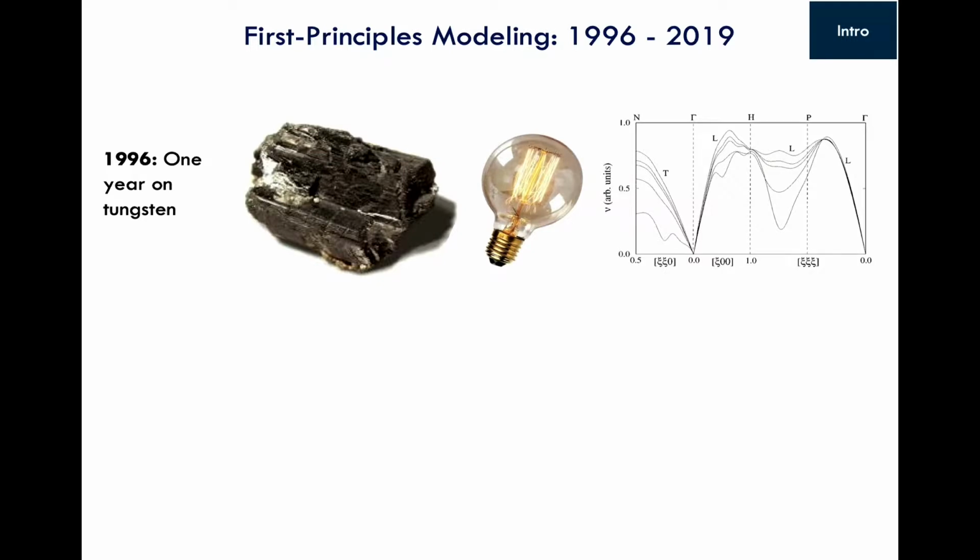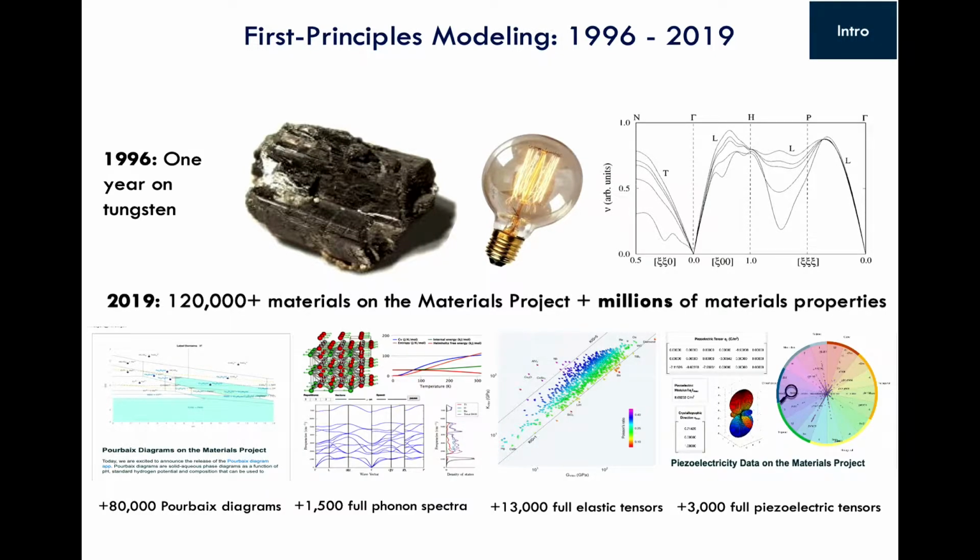So a lot of work on codes and infrastructure has led, and the fact that we now have high throughput computing, we have large computers that we can leverage, has led us to the point where we now, 20 years later, have hundreds of thousands of materials available on the Materials Project, with millions of associated calculated properties, where vibrations is just one of them. So for example, we have 1,500 full phonon spectra, not just for elements, but for binaries and ternaries on the Materials Project. And we're computing as fast as we can get our hands on computing.